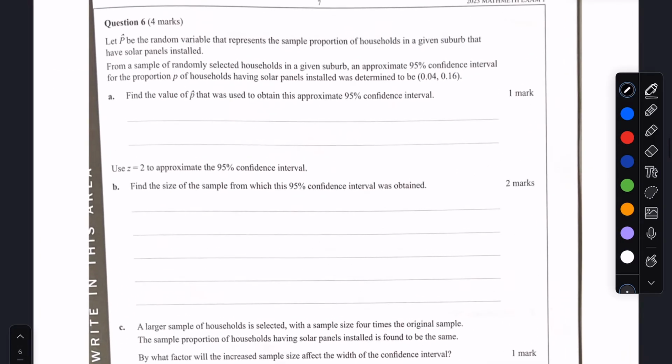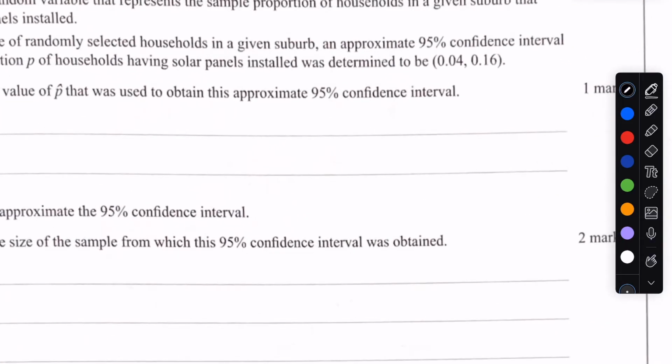right. Let p hat be the random variable that represents the sample proportion of households in a given suburb that have solar panels installed. From a sample of randomly selected households in a given suburb, an approximate 95% confidence interval for the proportion p of households. Okay, so that's the confidence interval, and they want you to find p hat. P hat in a confidence interval is just the midpoint. So 0.04 plus 0.16 over 2 is 0.2 divided by 2, or 0.1.